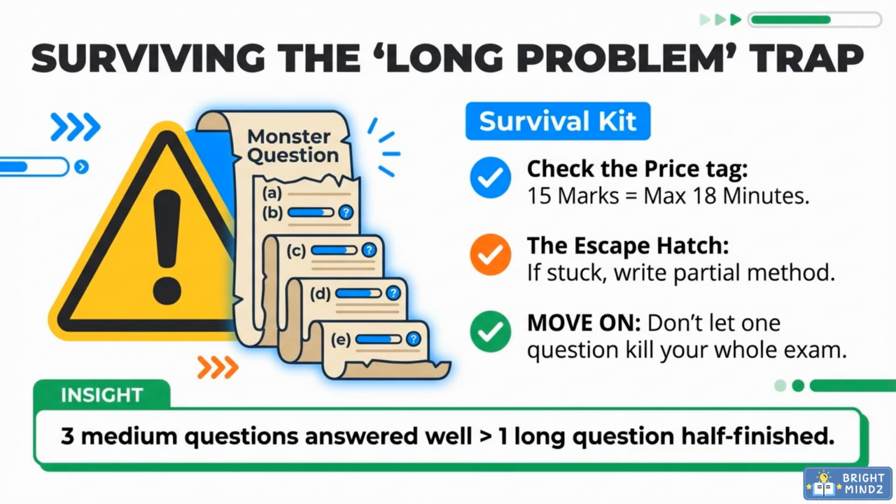Long questions feel important, but they're dangerous for your timing. Always check the price tag. How many marks is it? And what's your maximum time based on time per mark? If you go over that limit, you're in the danger zone. Use the escape hatch. Quickly write your method, main steps, or key formulas so you can still earn partial credit, then move on. Remember, three medium questions done fully usually beat one giant question half finished.